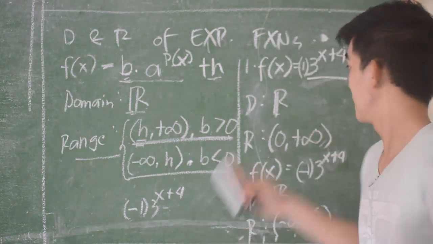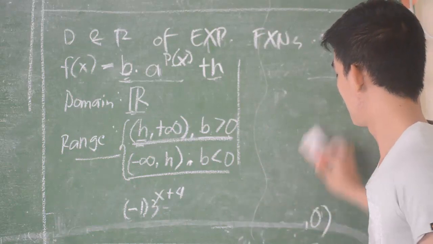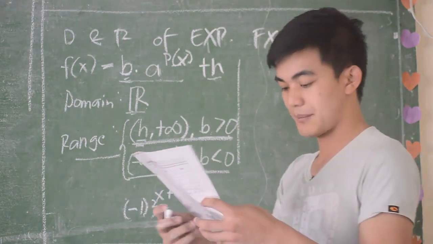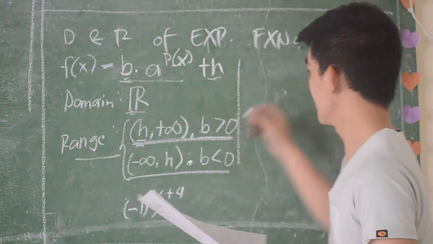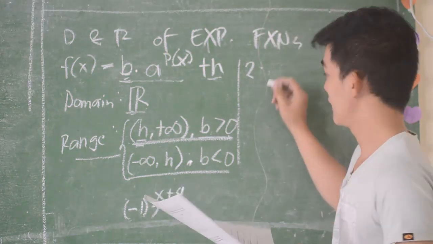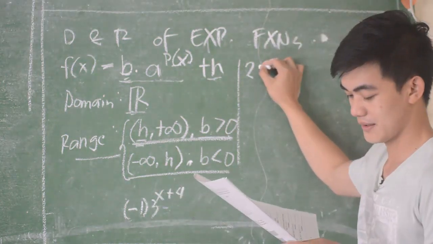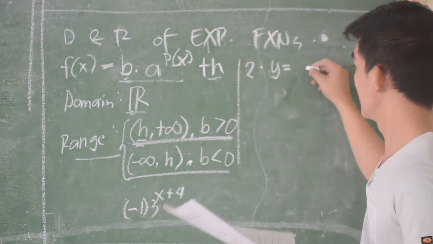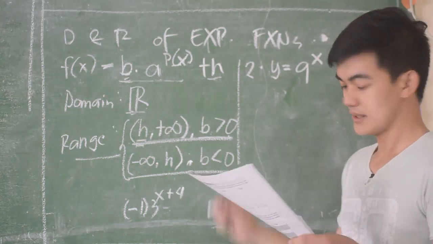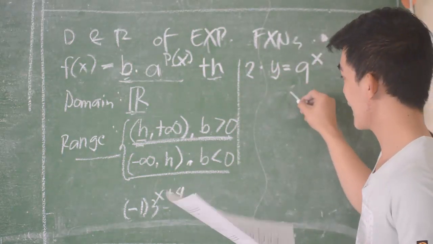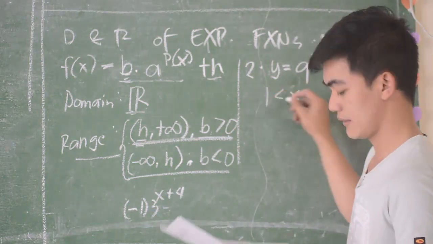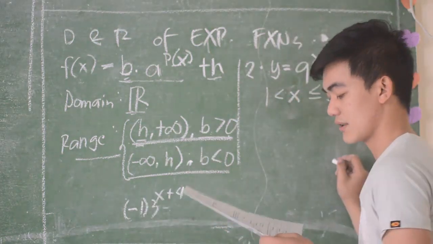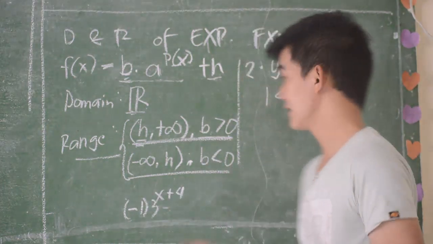Okay, let's have another example. We have here, ito, yung number 2. Ito yung number 2, ito na yung may restrictions, no? So, for example, let's take that as an example. So, that is y is equal to, so y here is the same as f of x. So, okay lang yan. 9 raised to x. Pero may restrictions na natin dito, class, na yung x daw is greater than 1 or less than or equal to 5. Ito yung number 2 natin, no? So, let us check kung ano ang kanyang domain and ano ang kanyang range.